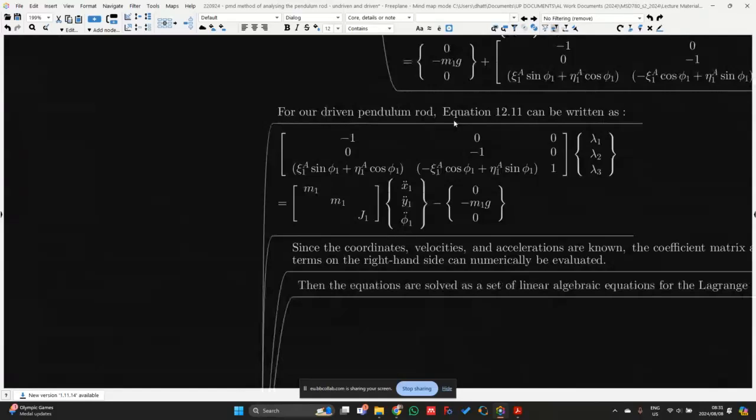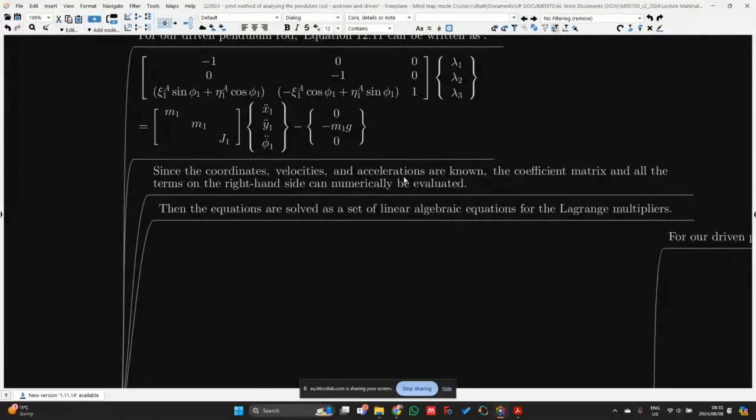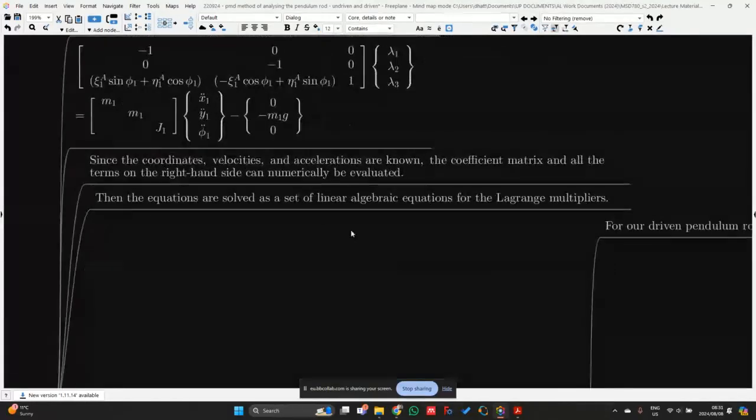So for our driven pendulum rod, equation 12.11 can then be written in this form over here. Now we've combined the Jacobian matrices, we've combined our reaction forces or reaction moments over here, and then on the right-hand side we just have our known quantities as well. Since the coordinates, velocities, and accelerations are now known, the coefficient matrix and all the terms on the right-hand side can numerically be evaluated. Then the equations are solved as a set of linear algebraic equations for the Lagrange multipliers.